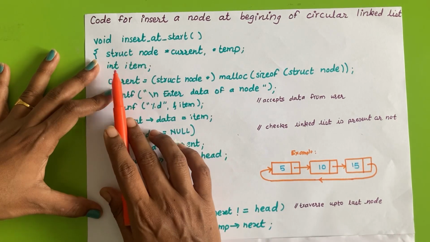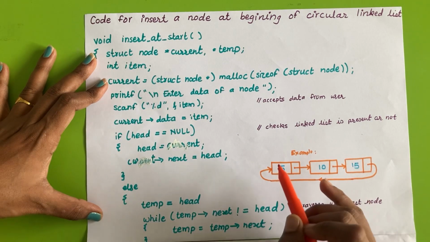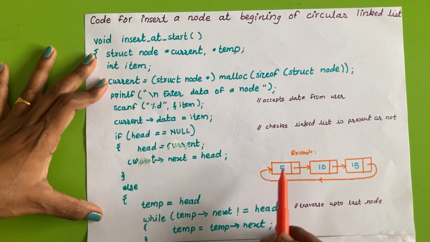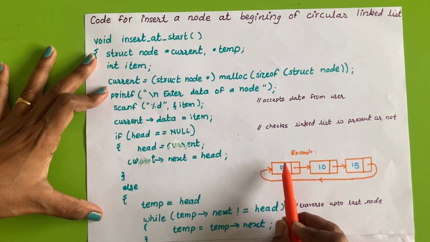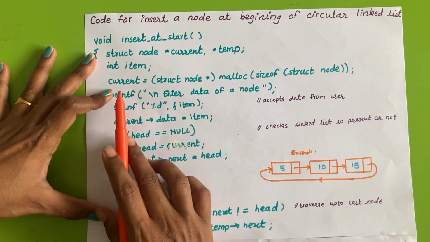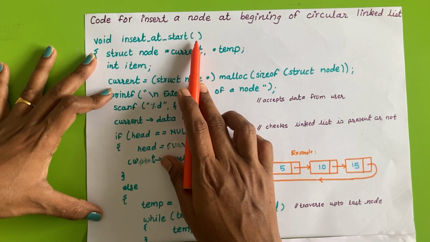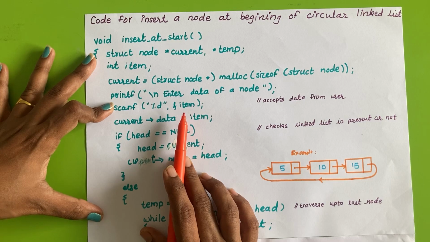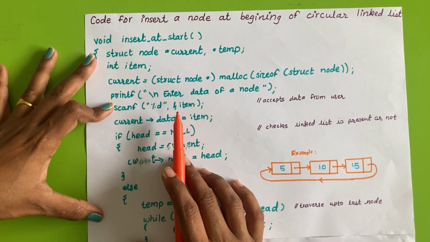Now we have taken here one integer variable, because for every node we want to have the data part, so that will be accepted from the user in this case. You can use it as a parameter like we discussed earlier in the videos of doubly linked list, or you can accept it from the user. It is totally user dependent, but you have to change some of the lines in the code.